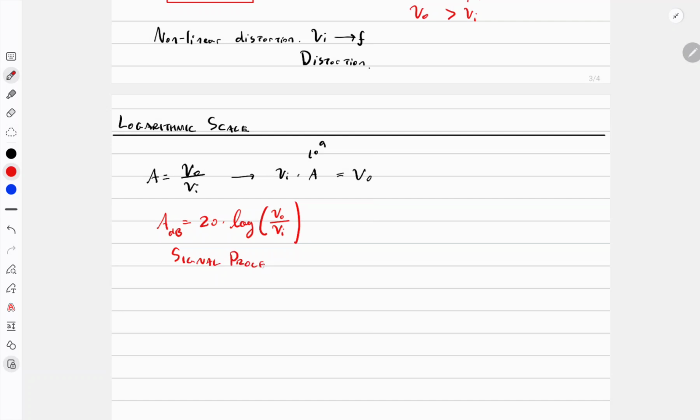If you take a signal processing course, you will learn that the decibel is 20 times log of V out divided by V in. But if you take a power engineering course, they will tell you that the decibel scale is not 20, but instead 10 times the logarithm, base 10, of output divided by input. This is used in power engineering.